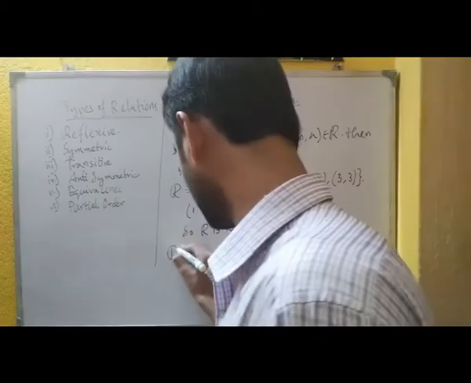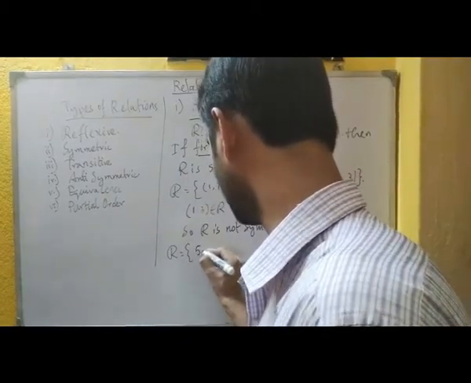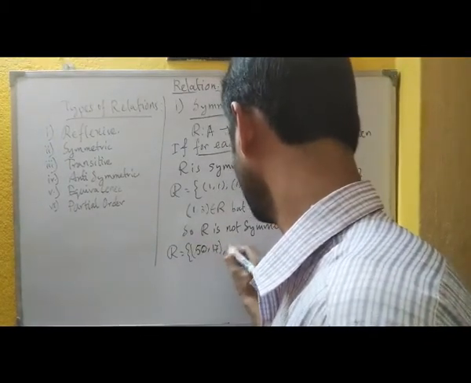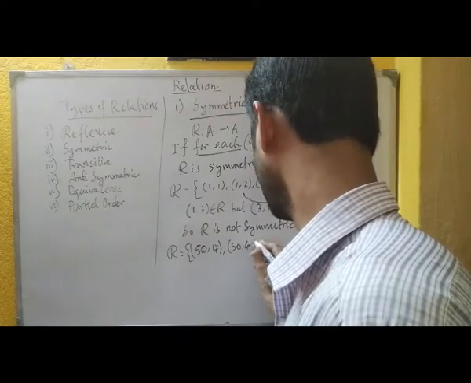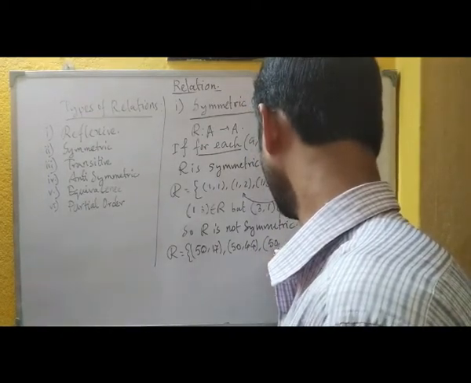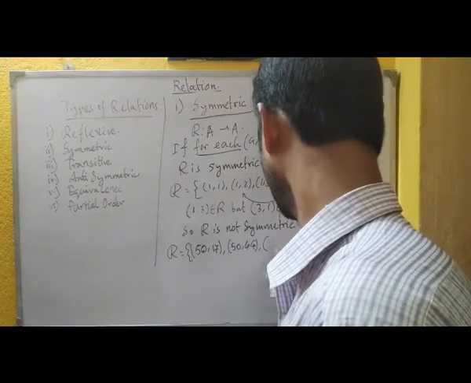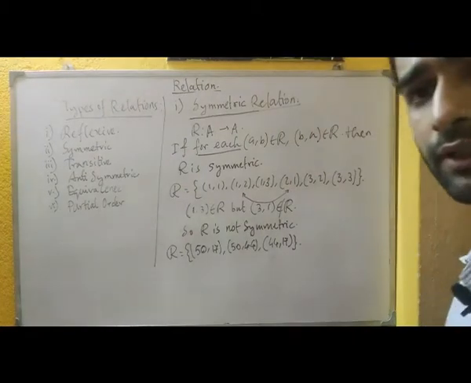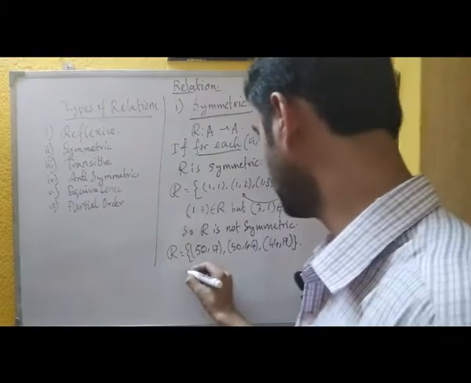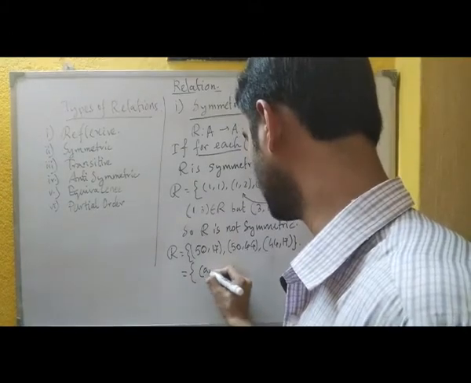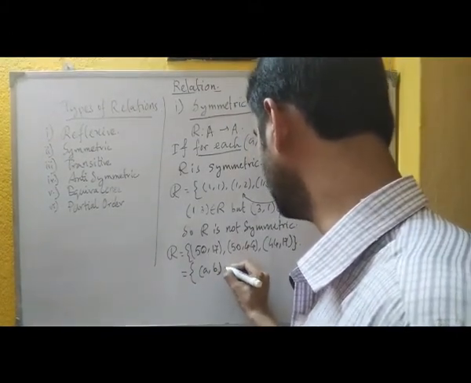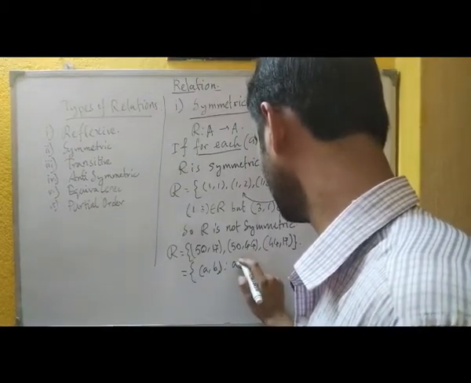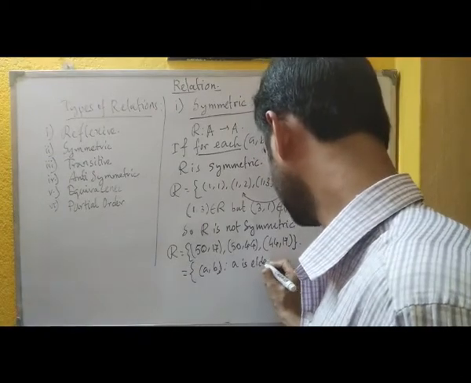Okay, so whether the relation that we have discussed before, that is (50,70), (50,44) and (44,70), is symmetric. Clearly it is not, because in general terms we can write it like this: (a,b) such that a is elder than b.